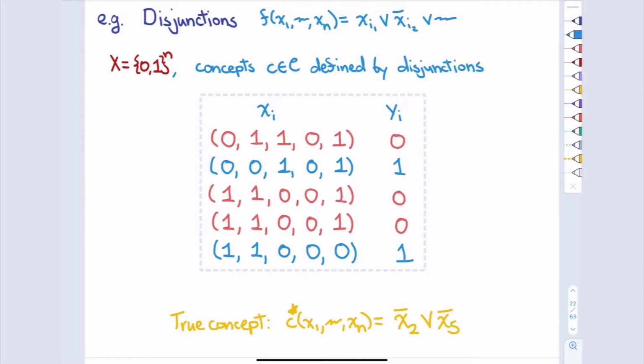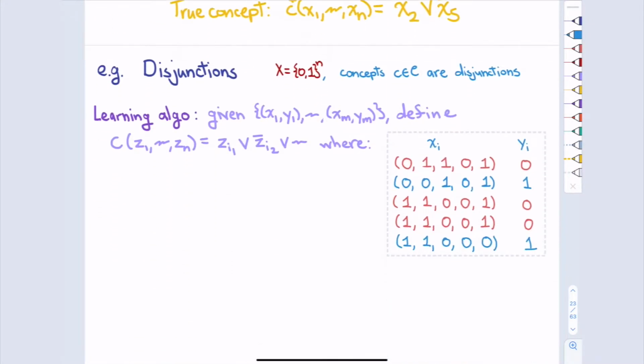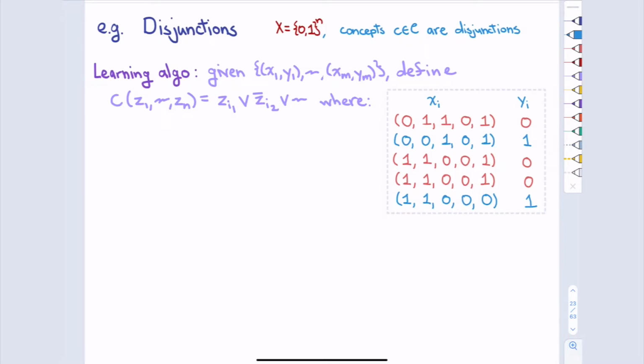Now, the problem that would be presented to you is, if you wanted to come up with a consistent learning algorithm, I would give you this data set, and you would have to come up with a consistent disjunction. Of course, you already know one that works, but in general, you're given some data set, and you're going to want to define some disjunction C based on your data.